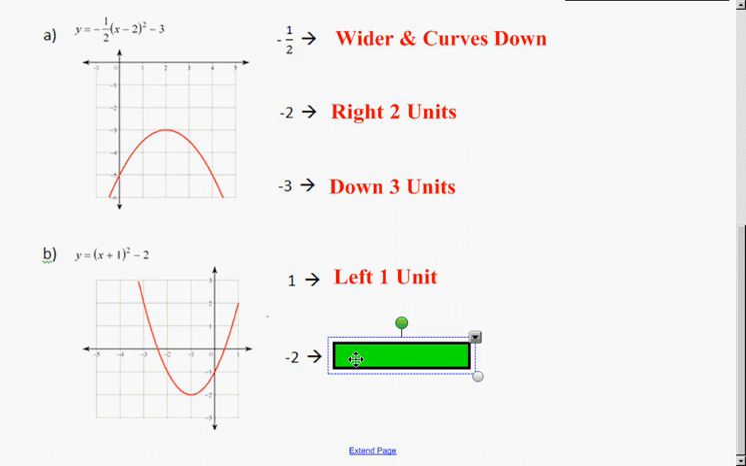Remember, the original function would be going through the origin. So here's the origin here. Well, you move over left 1 unit, and you move down 2 units. Here's your vertex. That's basically what you're translating, your vertex. So your whole graph translates. This concludes lesson 42.